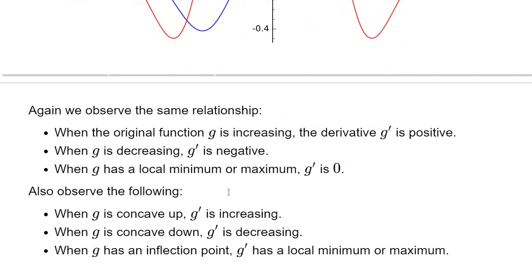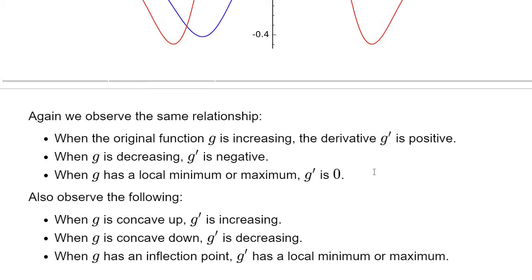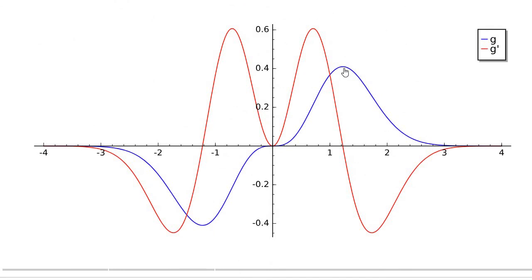At the local minimum or local maximum, the derivative is 0. So here's a local maximum for g. g prime is 0. Here's a local minimum for g, g prime is 0.